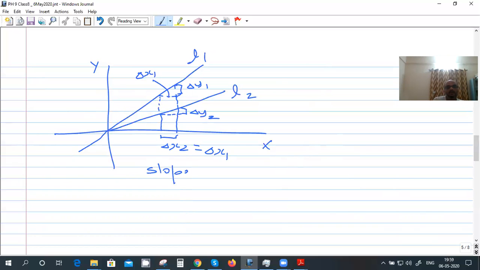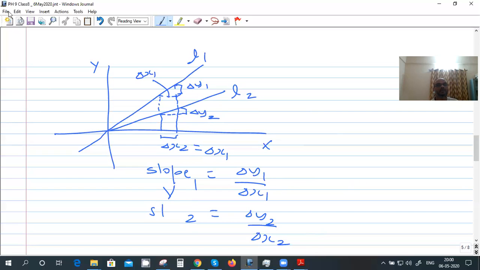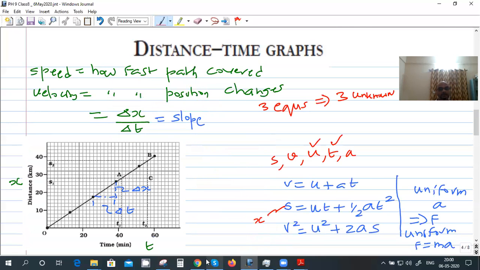So slope one is delta y1 by delta x1, and slope two is delta y2 by delta x2. Delta y1 is greater, right? Yes, sir. So slope one is greater than slope two. Basically, the slope is change in y divided by change in x. Y is whatever is in the vertical coordinate, and x is in the horizontal coordinate. In this case, the vertical coordinate is delta x and the horizontal one is delta t. So slope is this.